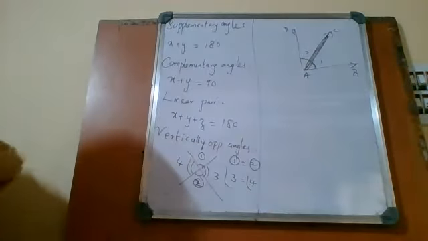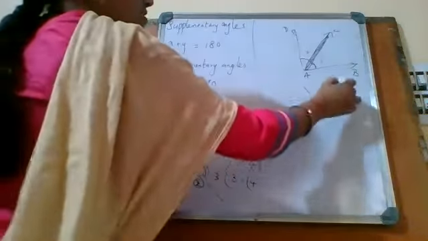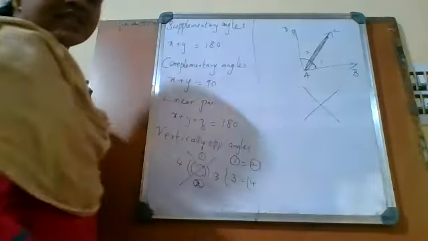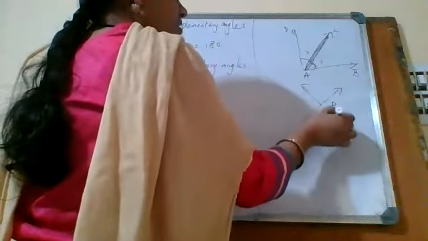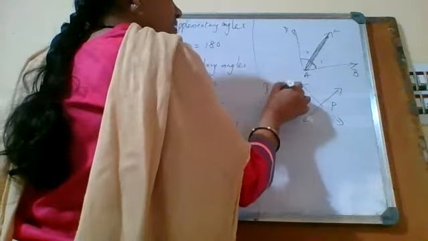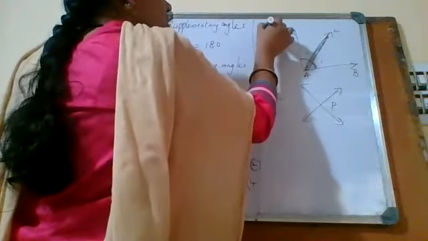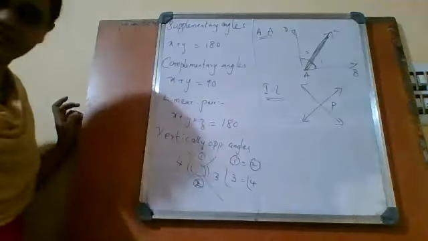Next, intersecting lines. What are intersecting lines? Two lines are touching at some common point. P is any point. Two rays or two lines are touching. They are called intersecting lines. And these are called adjacent angles.